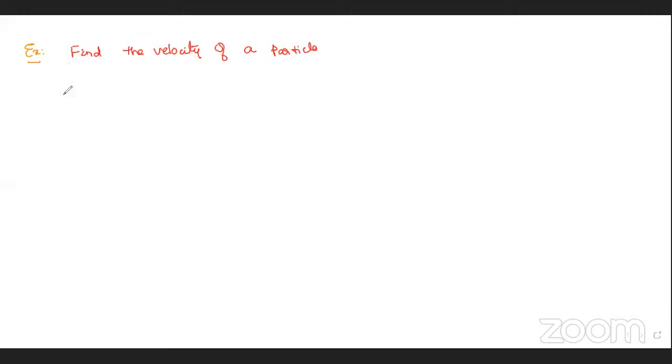Okay. Find the velocity of a particle. Here, a particle is moving with an acceleration, say a is equal to 2x plus 3x squared. Consider it is started from rest.